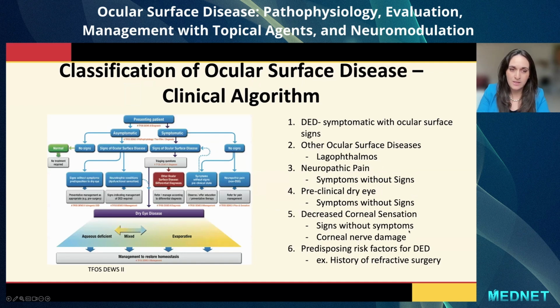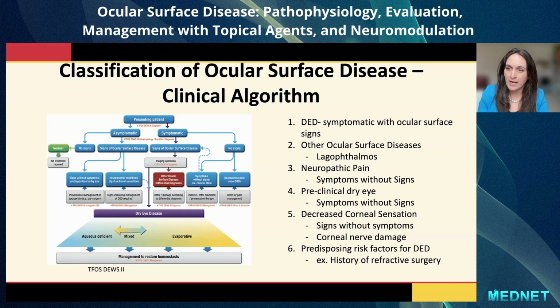So again, this is still from TFOS, and it's really important when you're thinking about ocular surface disease to consider how to classify it and how to make sense of it both clinically and systematically. So they recommend starting with a more clinical approach where you see the patient. So there's a presentation of the patient. You can determine whether or not they're asymptomatic or symptomatic, and then you look at the signs of ocular surface disease, and then you can characterize them into different components.